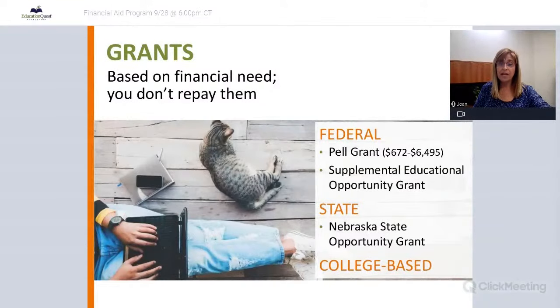You'll see on this slide that the Pell Grant can range anywhere from $672 to $6,495. That is the range.